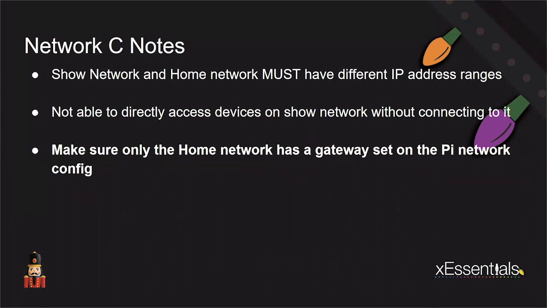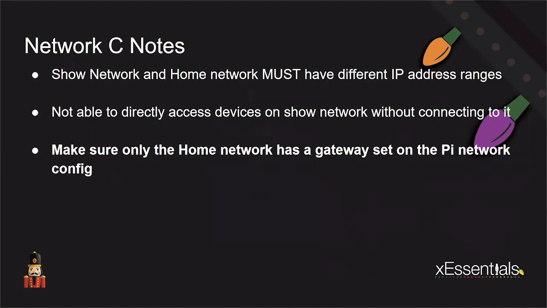The other thing with this, you're not able to directly access the devices that are on the show network unless you connect to it with your laptop. So in that scenario, I can't connect to the F16. I can connect to the Pi. Now, xLights has some really nice abilities to do FPP proxies and connect through, so that's not as big of an issue anymore. But if you do actually need to get into that device, it's just something to keep in mind.